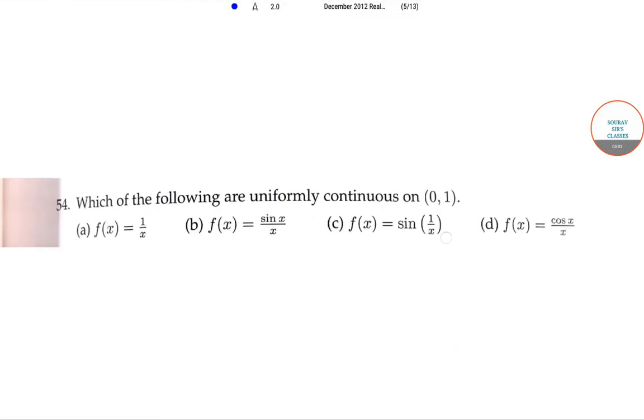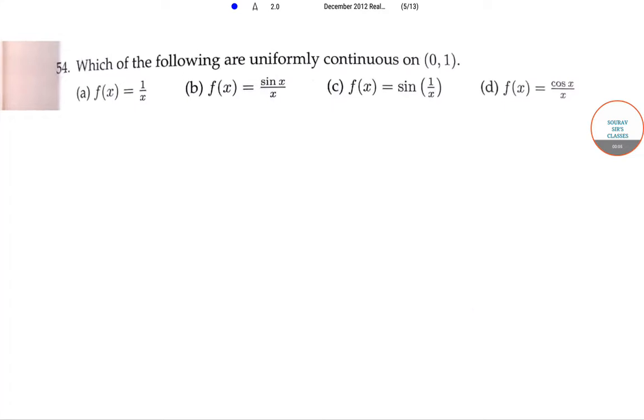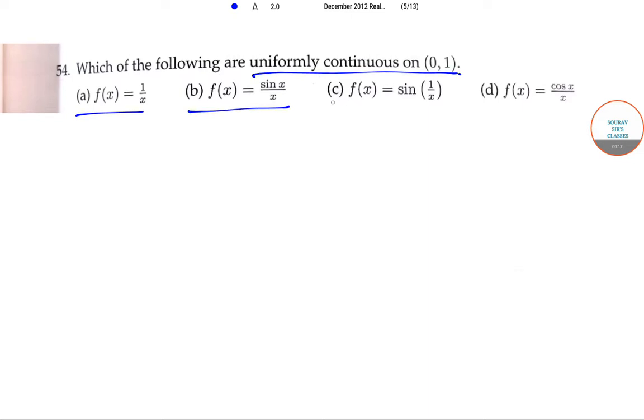Today we are going to solve a few questions on real analysis. The question is, which of the following are uniformly continuous on (0, 1)? Option A, f(x) = 1/x. Option B, f(x) = sin x / x. Option C, f(x) = sin(1/x). And option D, f(x) = cos x / x.